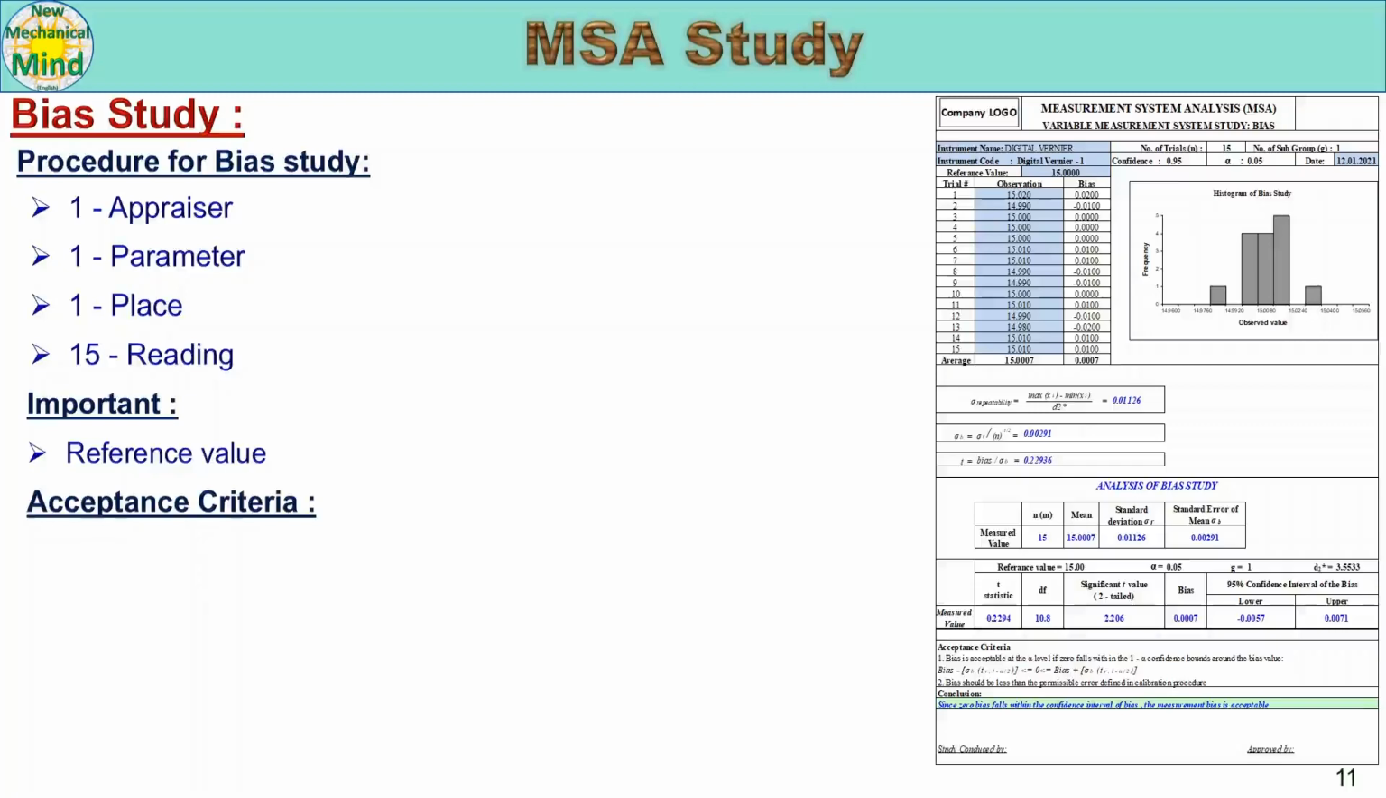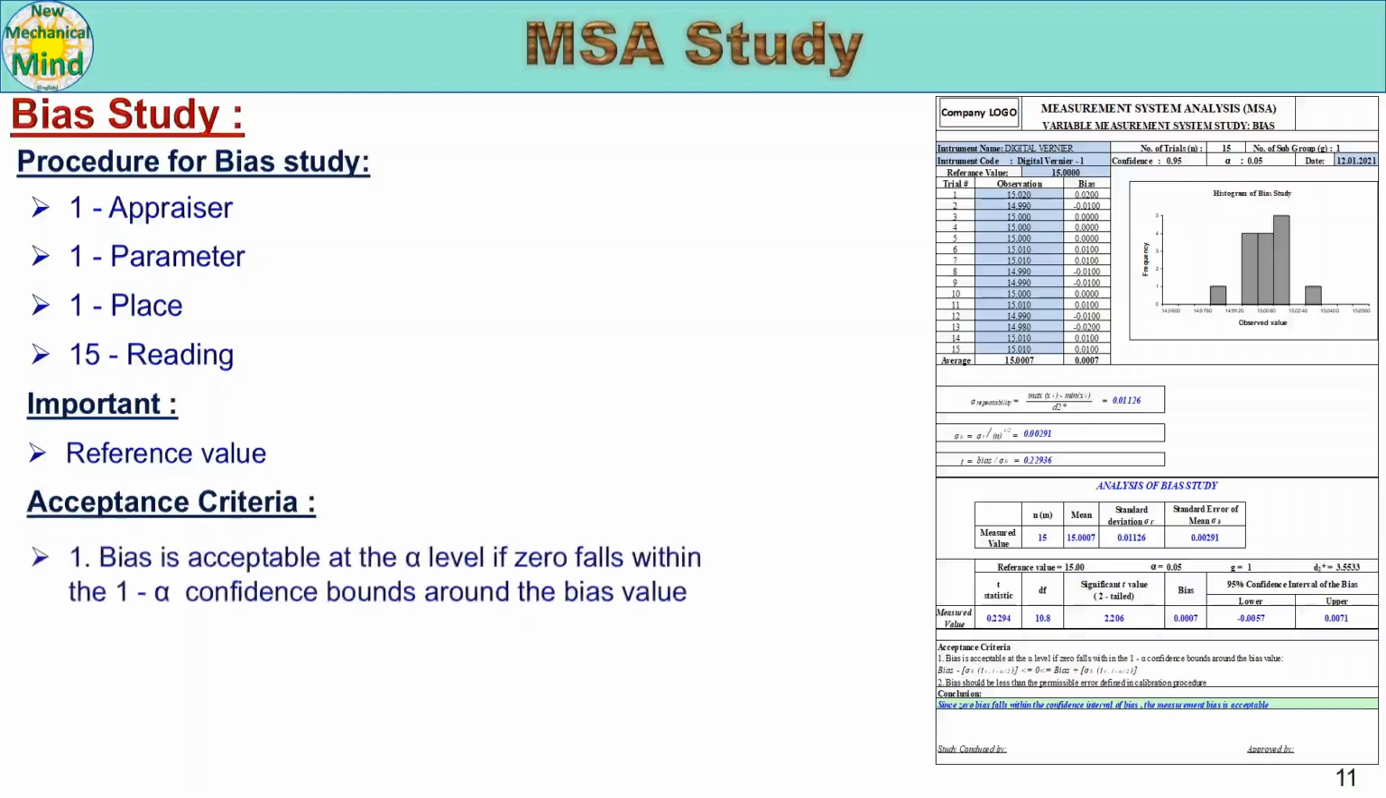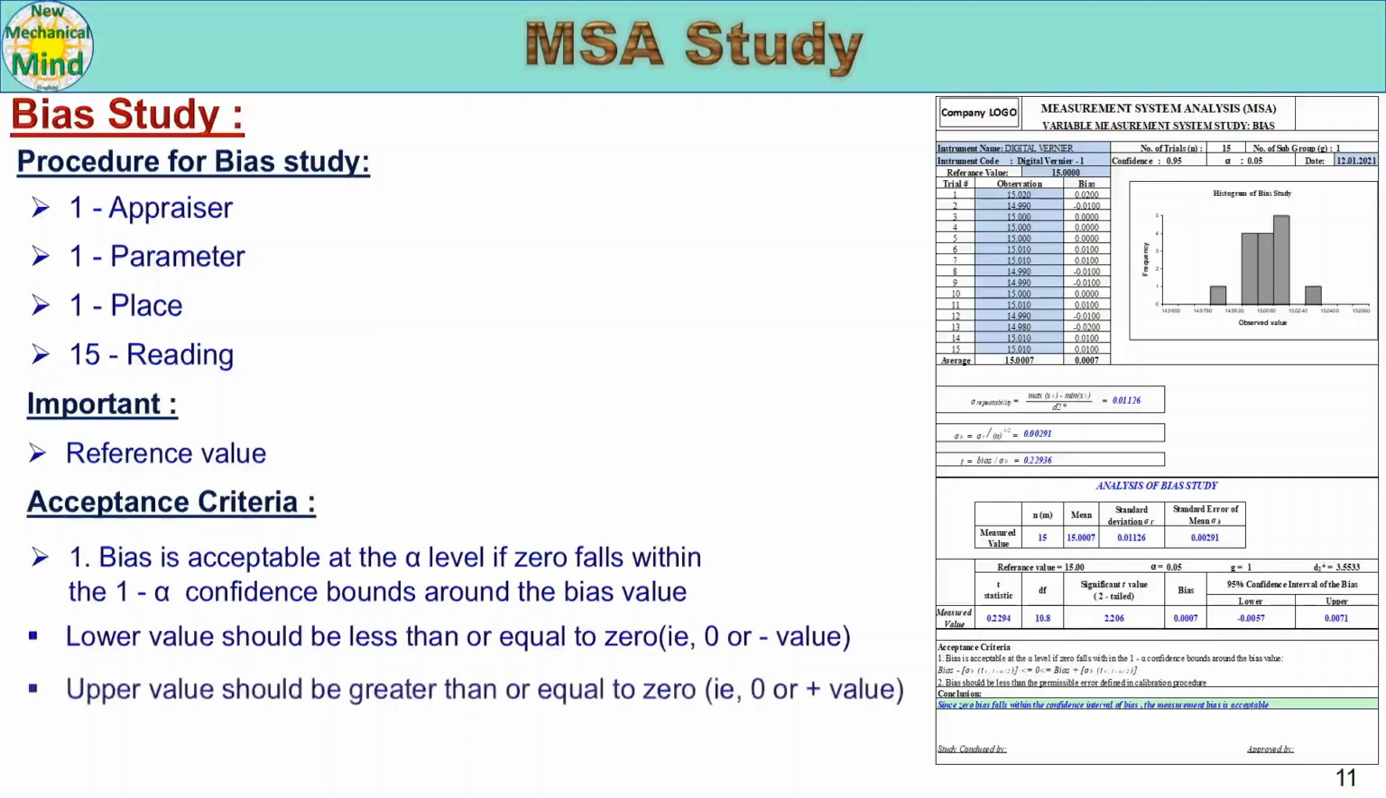Acceptance criteria for this bias study is: first, bias is acceptable at the alpha level if 0 falls within the 1 minus alpha confidence bounds around the bias value. In this, the lower value should be less than or equal to 0, that is 0 or a minus value. The upper value should be greater than or equal to 0, that is 0 or a positive value.